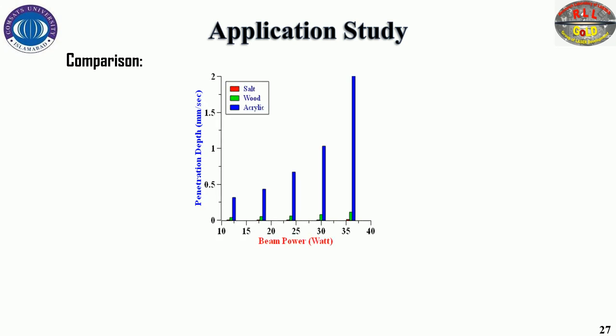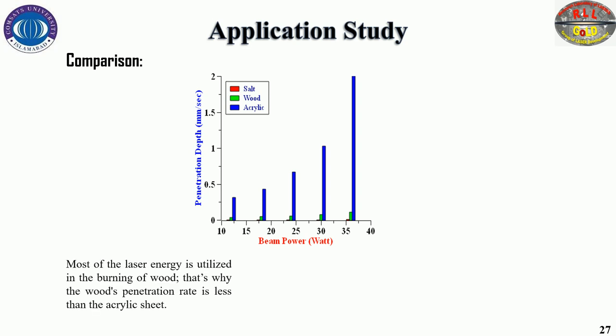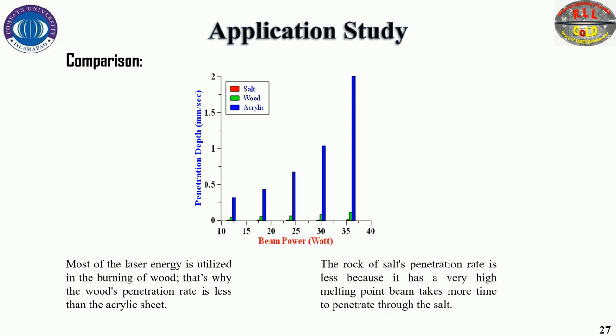By comparing the penetration depth rate of the salt, wood, and acrylic sheet, you find that the wood penetration rate is lower because most of the energy is utilized in the burning of wood. That's why the wood penetration rate is less than the acrylic sheet. In the case of pink salt, the penetration rate is low because it has a very high melting point and the beam takes more time to penetrate through the salt.